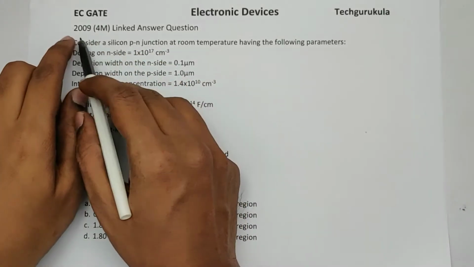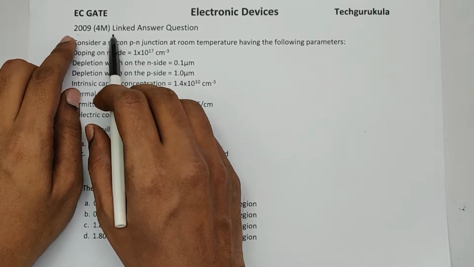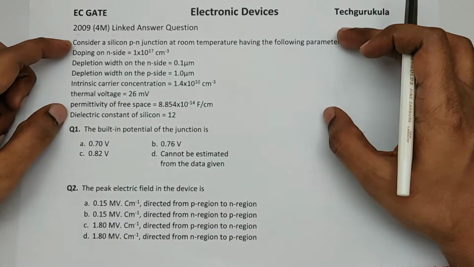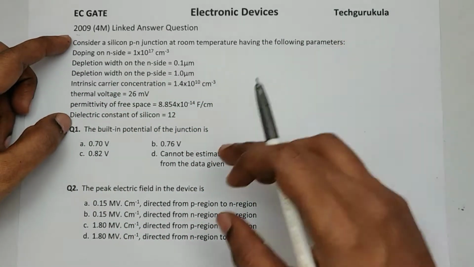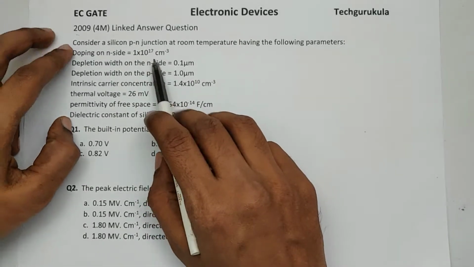This question came in 2009 for 4 marks in EC Gate. It's a linked answer question, so basically the common data is given here and there are 2 questions to answer. Each carries 2 marks. So let's see the question.